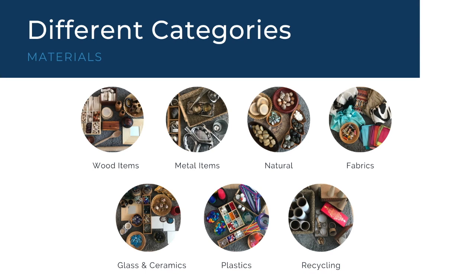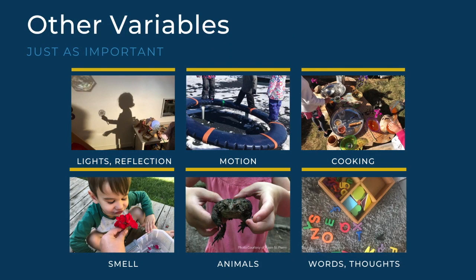So there are some common categories for loose parts when it comes to collecting them. There are wood items, metals, natural fabrics, glass and ceramics, plastics, and recycling. But some of my favorite ones are the ones that often aren't talked about, and I feel that these are just as important. Now, this is just a few of them, but such as lights and reflection, motion, cooking and fire, smells, animals, and even our words, thoughts, and ideas are considered loose parts, according to Nicholson's theory.